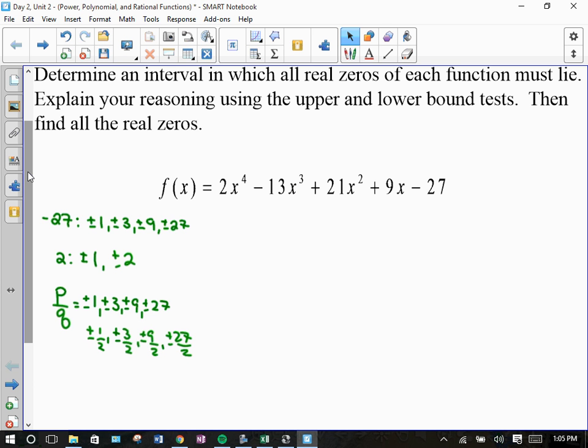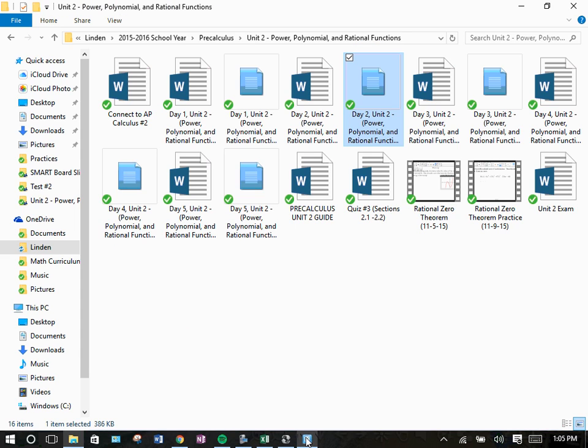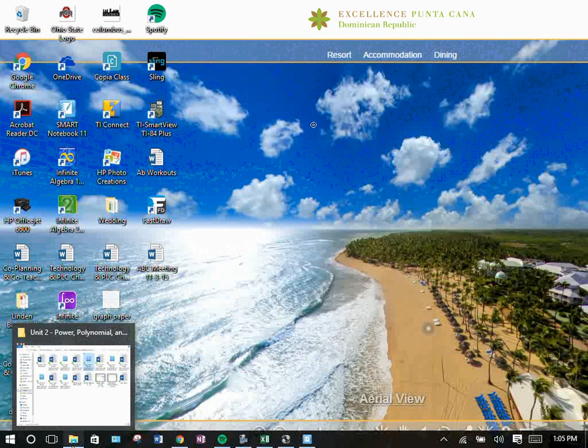Alright, so at this point, we have numbers that we have to test, but what I would like to do is figure out if I have an upper or lower bound. So the first thing that I would do would be to graph this, alright?